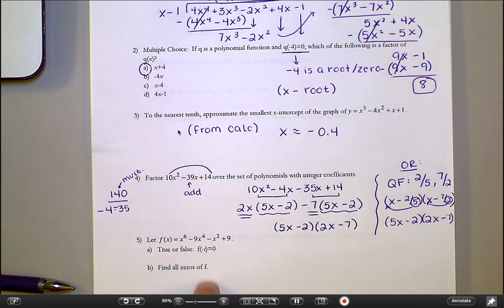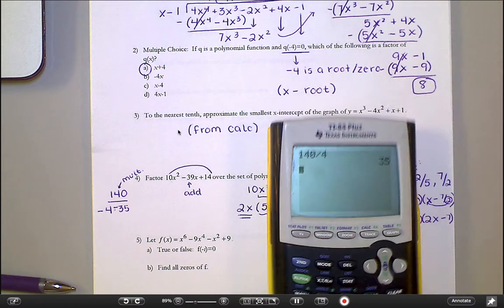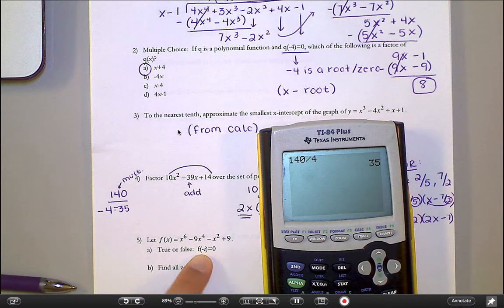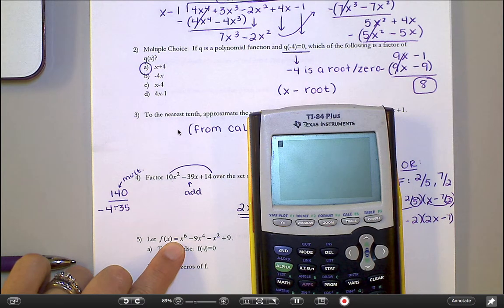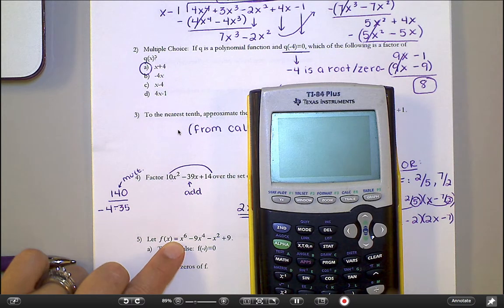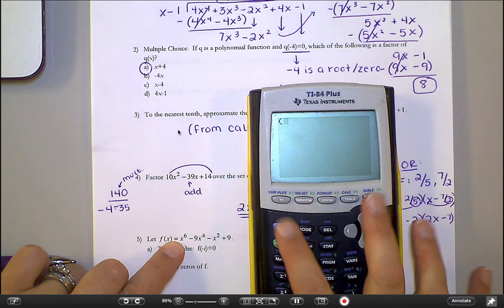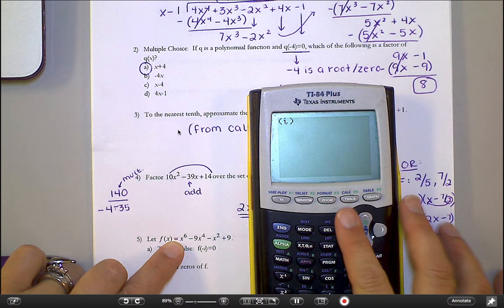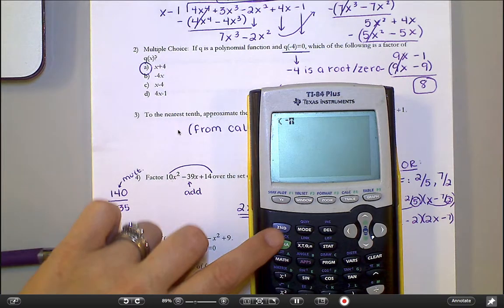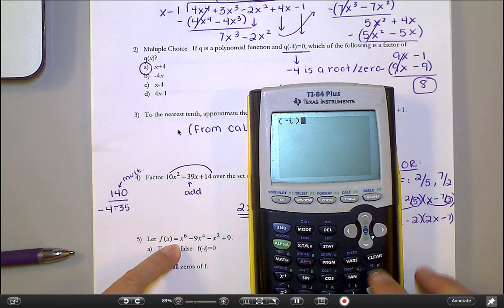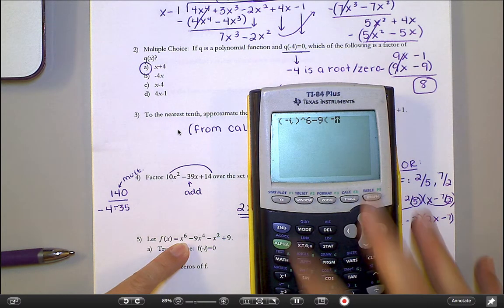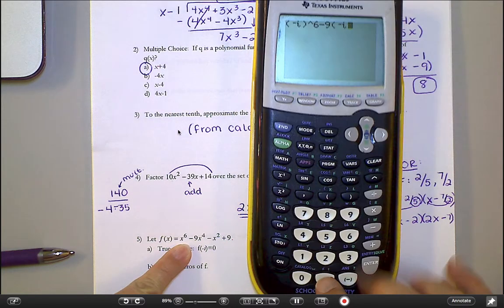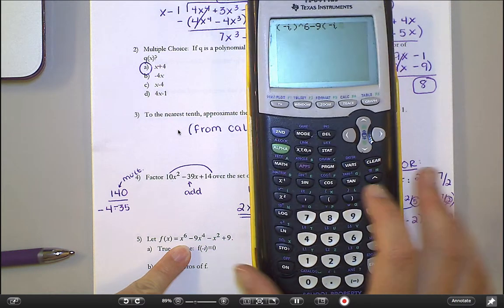We have x to the 6 minus 9x to the 4 minus x squared plus 9, and I want to know, is it true that f of negative i is equal to 0? Well, what that means is I'm plugging negative i in for x, okay? So in my calculator, make sure to wrap it in parentheses. I'm going to go, whoops, I forgot the negative. Negative i to the power of 6 minus 9 times negative i. By the way, the i button is down here on the decimal point key. That's what I keep pushing down there.